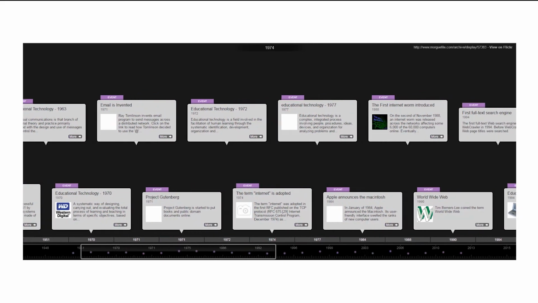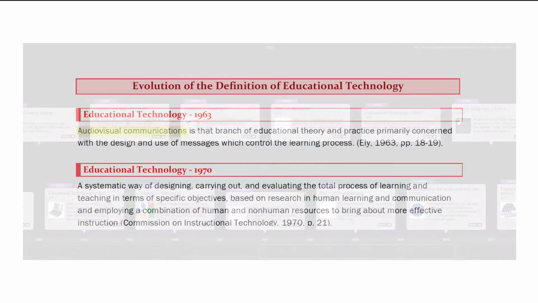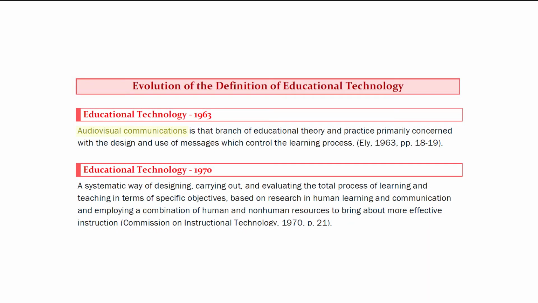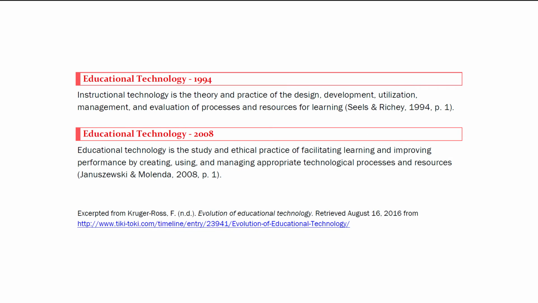If one observes historical definitions, one common change is the title of the field. In the 1963 definition, the field was referred to as audiovisual communications, being part of educational theory. The 1970s saw three new definitions emerge within the same decade. These definitions were similar in that they all focused on the human learning theory being aided by systematic design, development, and management. A new definition did not evolve until 1994 when Seels and Richey coined the field as instructional technology.